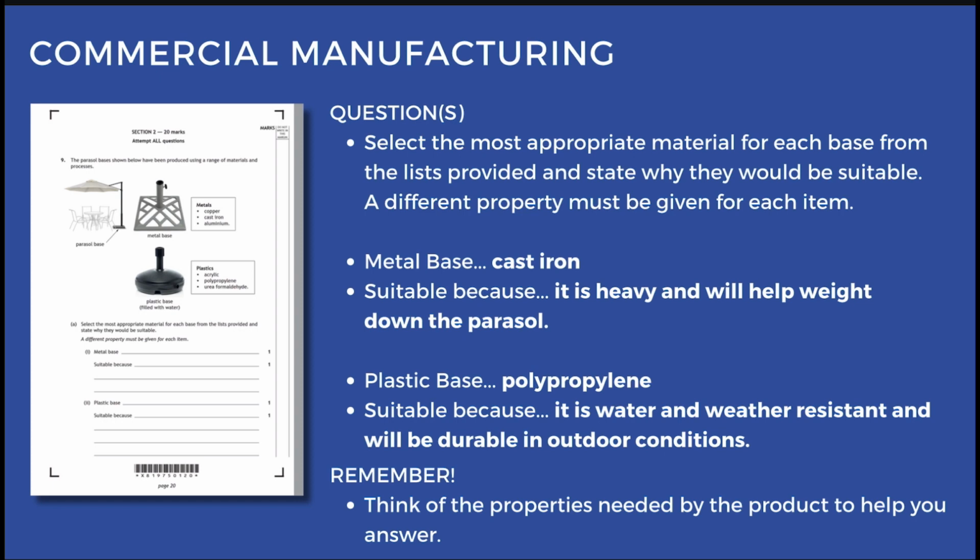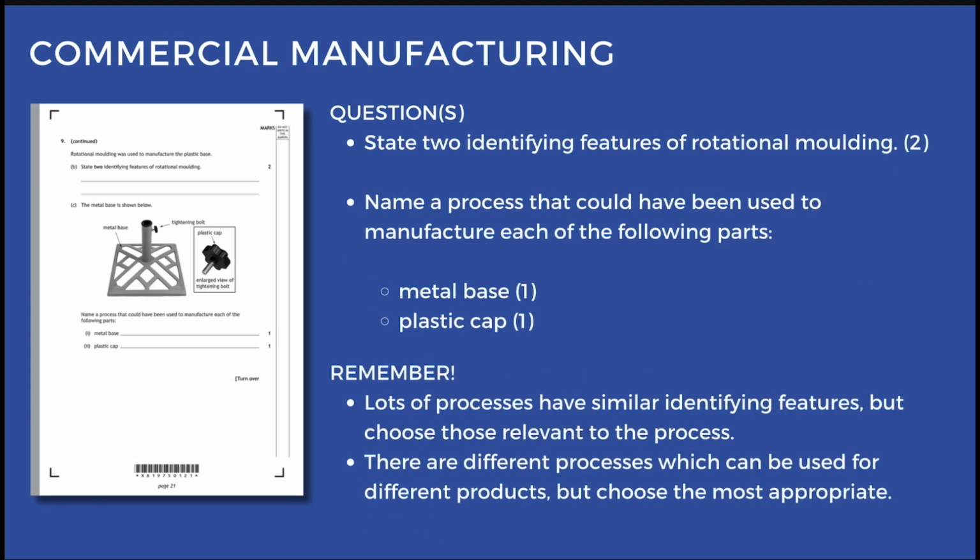So that's why it's important to think of the properties that are needed by the product to help you answer. Thinking about the properties that are required rather than the properties of the material first makes a big difference. The question continues on and it asks you to state 2 identifying features of rotational moulding which would be used to manufacture the plastic base. You do this for 2 marks, and then you also need to name a process that could have been used to manufacture the following parts that are shown in the image.